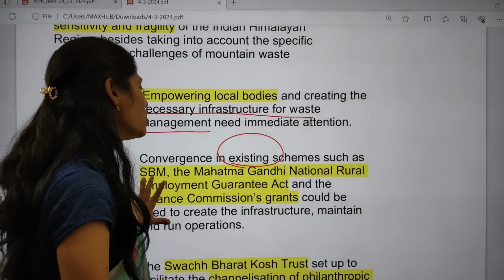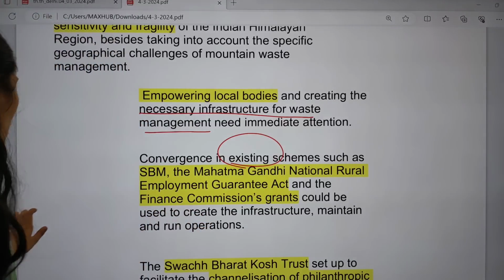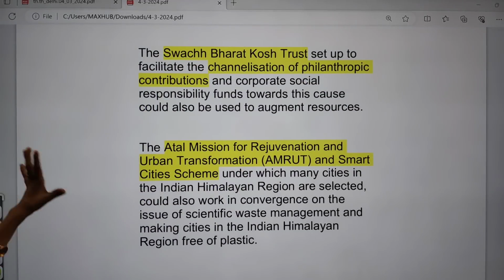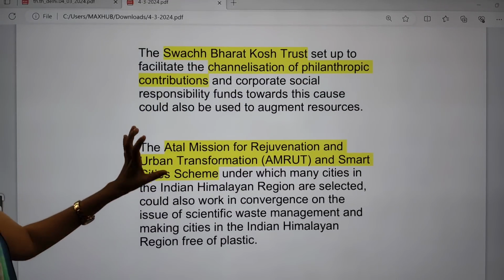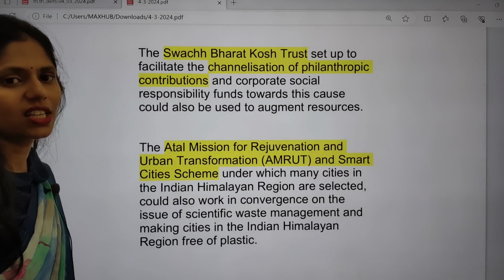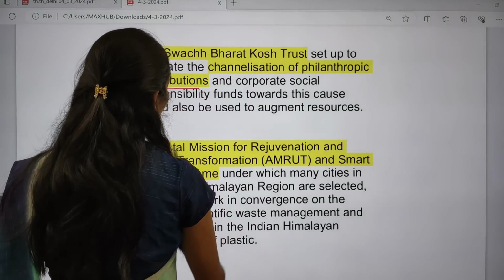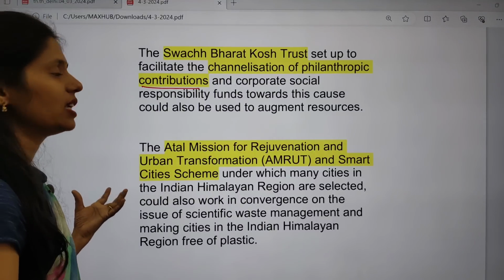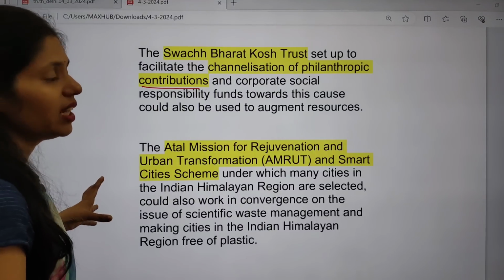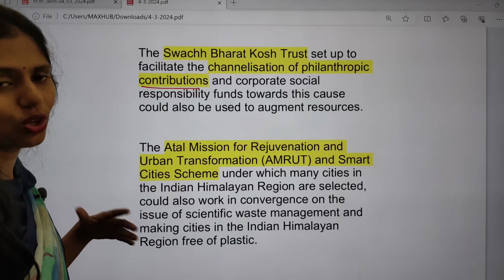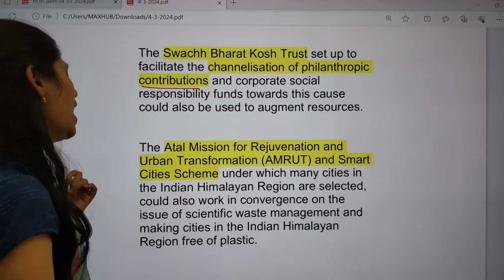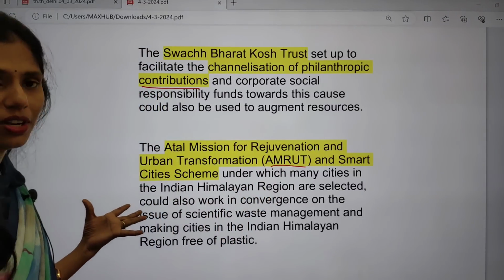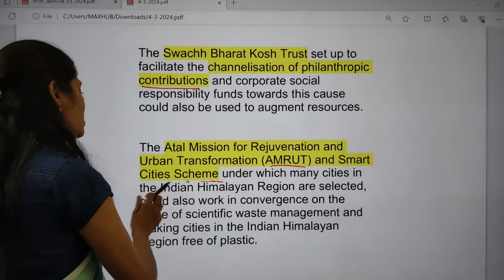So we have to converge all those existing schemes, and even come up with the Swachh Bharat Kosh Trust. We have to facilitate funds under the Swachh Bharat Kosh Trust for the channelization of philanthropic contributions, and we have to contribute to it. We also have to increase corporate social responsibility, and we can use those resources for eliminating or decreasing plastic pollution. And we have the AMRUT program, that is Atal Mission for Rejuvenation and Urban Transformation, as well as the Smart Cities scheme.